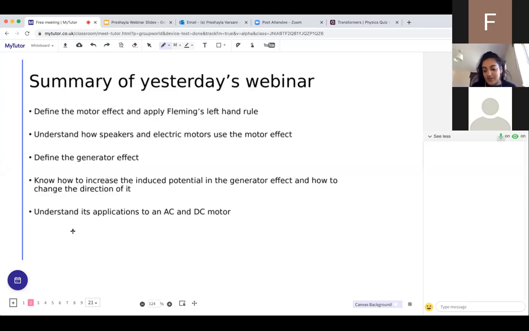And lastly, we went on to talk about its applications to an AC and a DC motor, which is arguably the most important part of the session, because it does come up a lot in GCSE questions. So as always, if you do want to go and see that webinar again, make notes, or if there was something that you didn't understand, just go back over it.